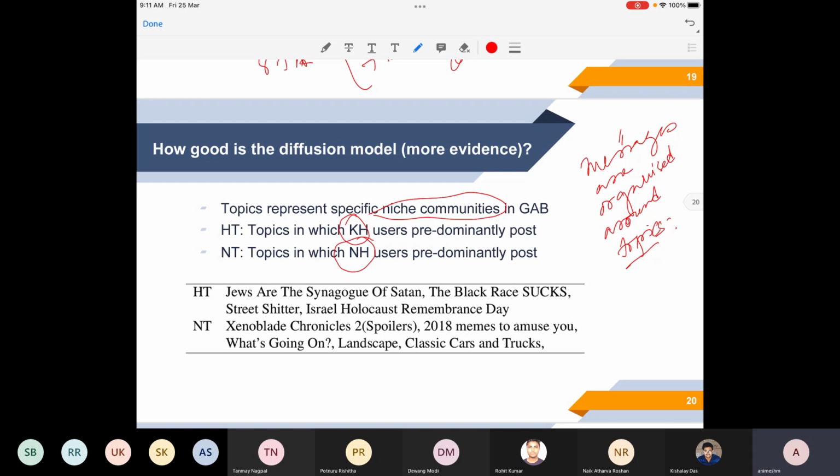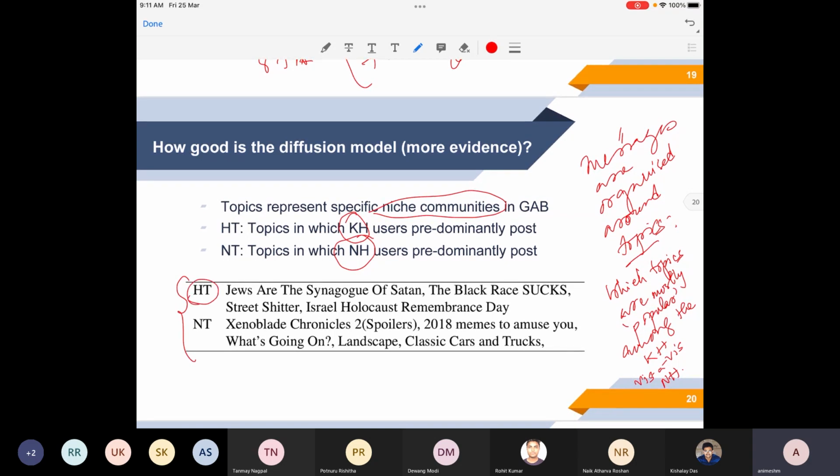Okay, so basically we wanted to see if the topic names that we observe for the two classes actually ring a bell. So the question that we asked is, which topics are mostly popular among the hateful users vis-a-vis the non-hateful users. Okay, and what we came up with is the following distribution of topics. The topics of interest for the hateful users are marked as HT, and the topics of interest for the non-hateful users are marked as NT.